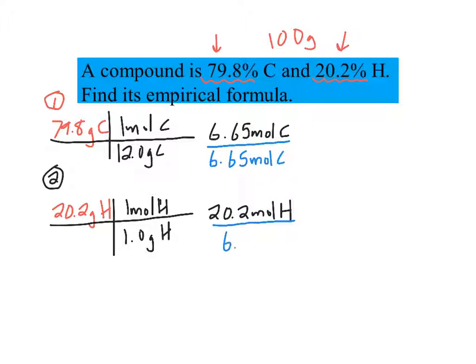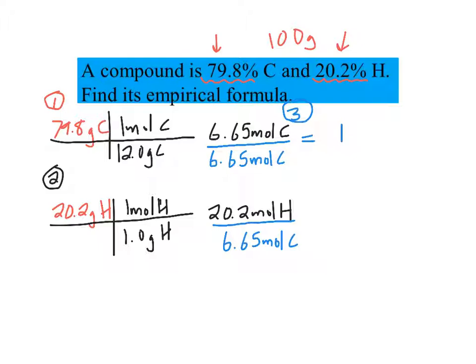I'm going to divide by 6.65, and that is from carbon. So again, percent to mass, mass to moles. So this is step 3, divide by smallest. And what do we get? So here, we're going to get exactly 1. And that's going to happen every time we do an empirical formula. Whatever the smallest is, we divide it by itself, and it's going to give us 1.